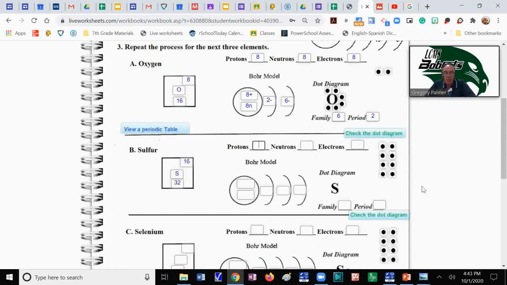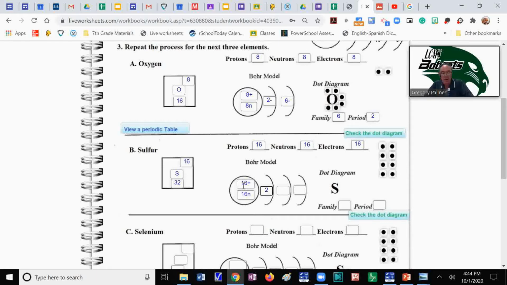We know that the number of protons equals the atomic number, which is 16. To find the neutrons, we take 32 minus 16, and it's also 16. And we have 16 electrons, because atoms are neutral, so it's the same as the protons. And we have 16 protons in the nucleus. We have 16 neutrons in the nucleus.